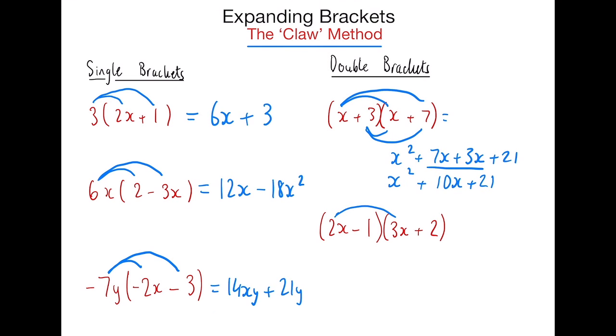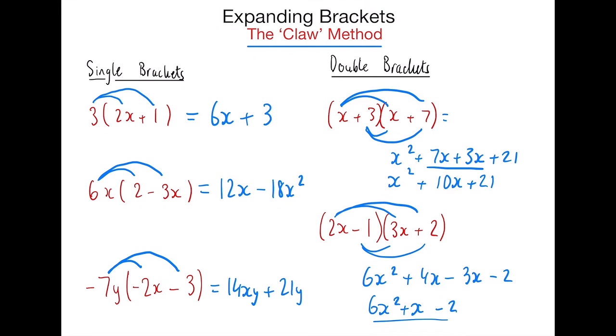Doing the same for the bottom one, slightly harder because we have an x coefficient in this case. So 2x times 3x is 6x squared. 2x times positive 2 is plus 4x. Then we have a minus 3x and a minus 2. Again, combining those middle terms, we're left with plus x minus 2. And that's our final answer there.